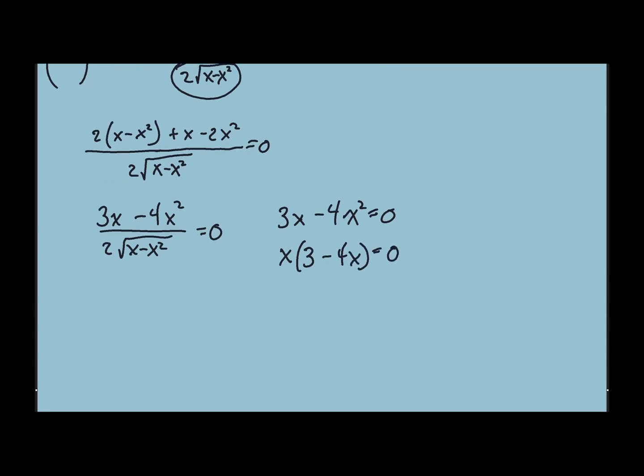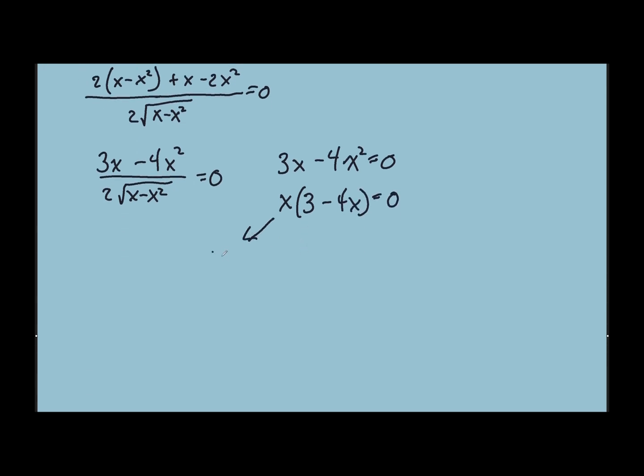Have to factor. So again, we see that x equals 0 is going to be a critical number. That's very common. And on this one, 3 minus 4x equals 0. Okay, so add the 4x over, and what do you get? x equals 3/4. So here's our two critical numbers for this problem.